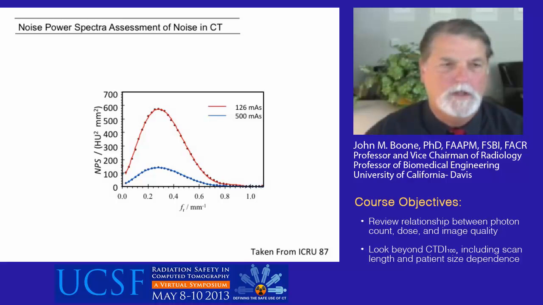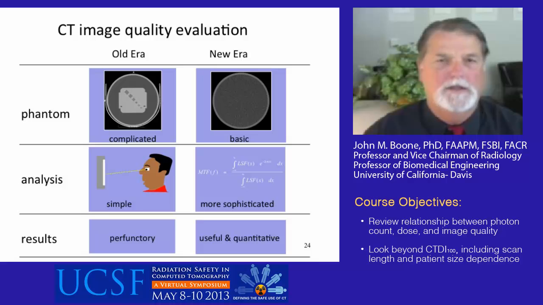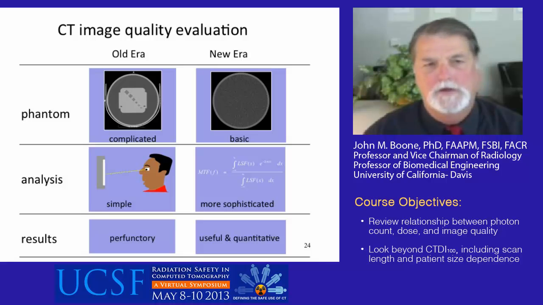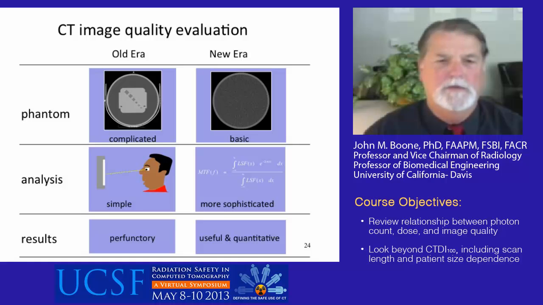So the whole idea behind this phantom is that it's a simple phantom. Instead of the old era where phantoms were complicated and had structure in them that cost money to manufacture, in those old phantoms the analyses were basically eyeball determinations of noise and spatial resolution, and the results were largely perfunctory. The new era of CT noise assessment and image quality assessment we think is really a more simple phantom that's less expensive. It's almost homogeneous polyethylene.